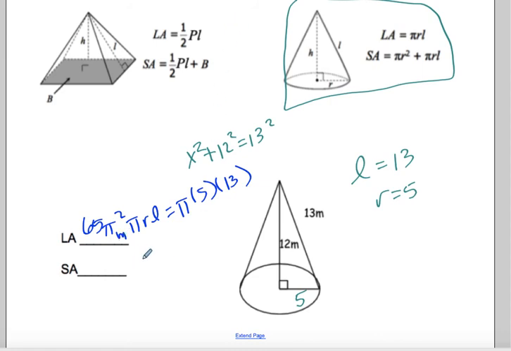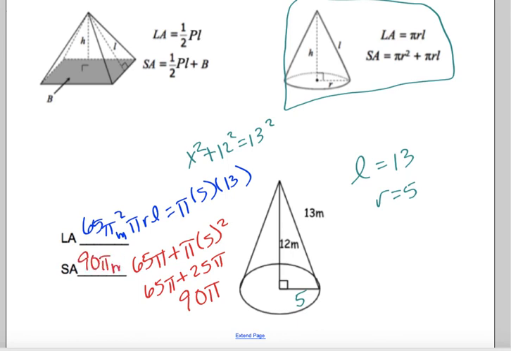The surface area is going to be to take your pi RL and add pi r squared. So 65 pi, and we are adding pi r squared. So 5 squared is 25, so that's 25 pi and 65 pi. Notice they both have pi in them, so you're able to add 65 plus 25 together to get a total of 90 pi. So the surface area is 90 pi meters squared. And that's how you would do for a cone.